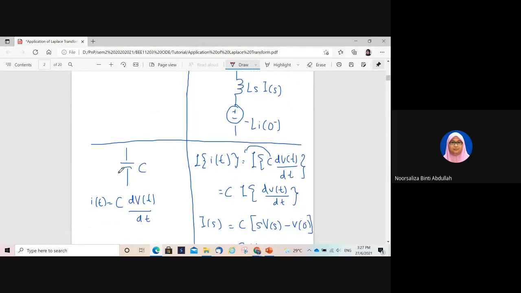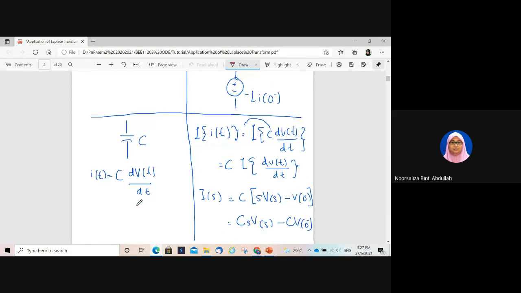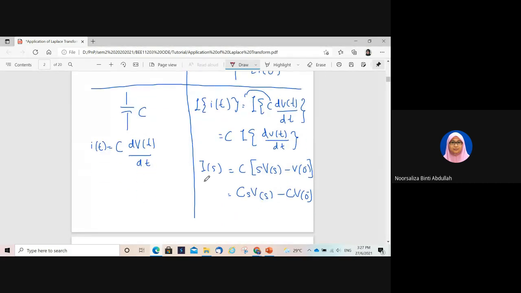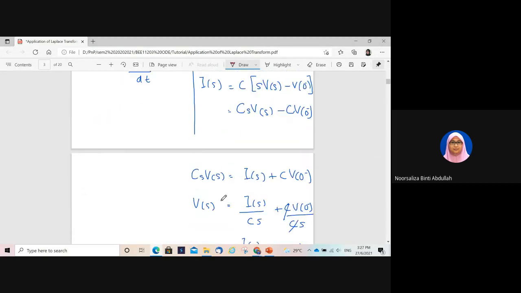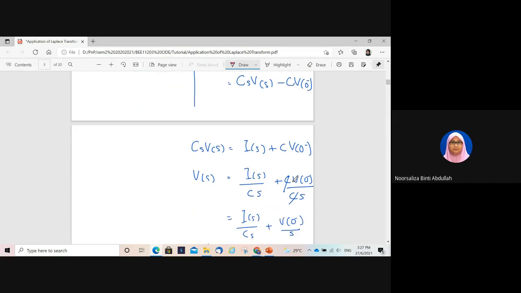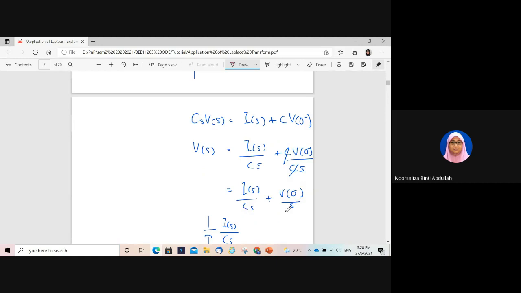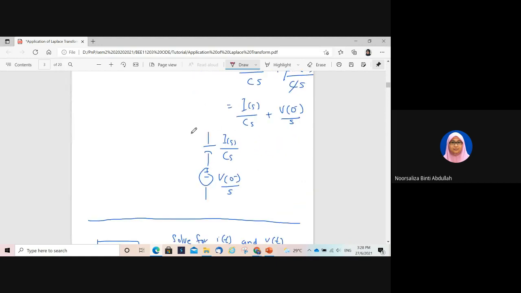Okay, and this is capacitor. So for capacitor, usually kita dapatkan dia punya current I. Okay, and then kalau you tukarkan ke Laplace, you will get the current is IS equals to this one. Kalau you dapatkan dalam voltage, you will get I over S, IS over CS plus V naught, the initial value for voltage divided by S. This one. And this is the equivalent circuit.